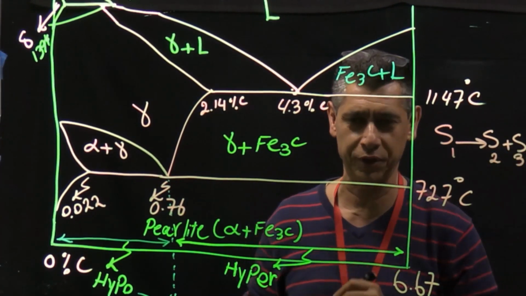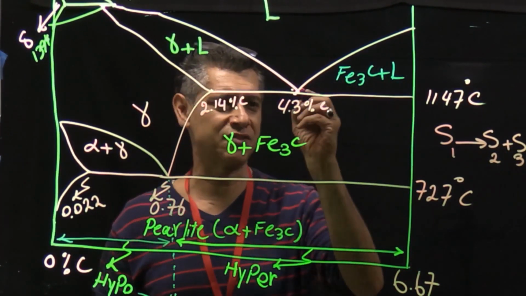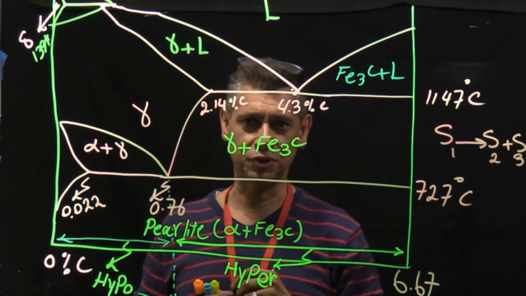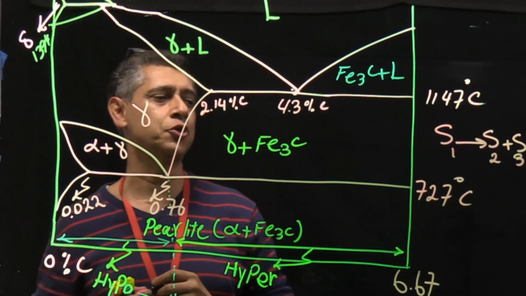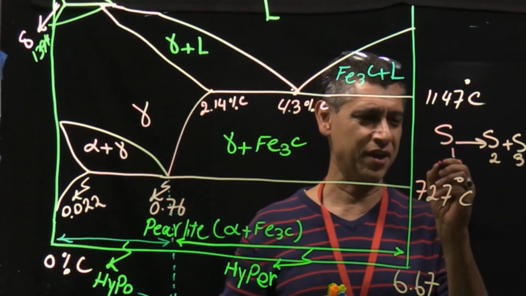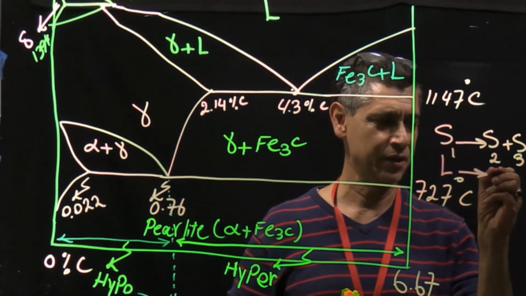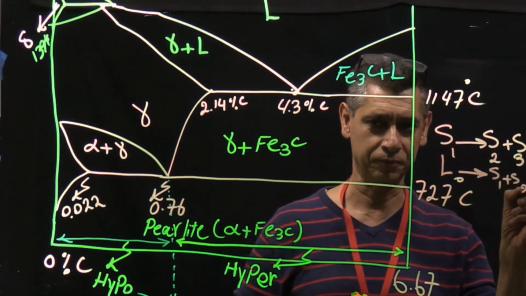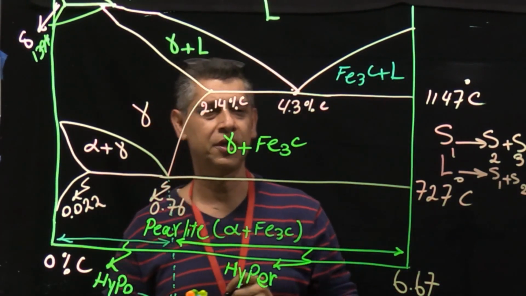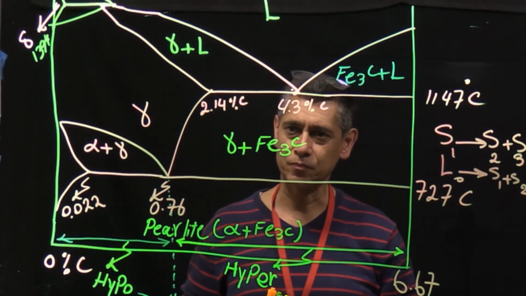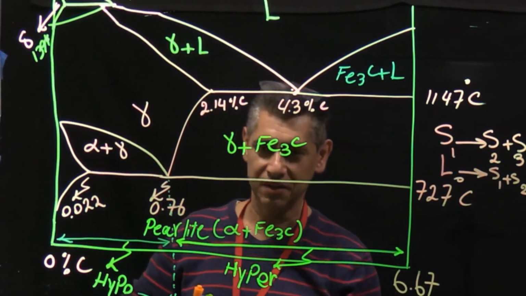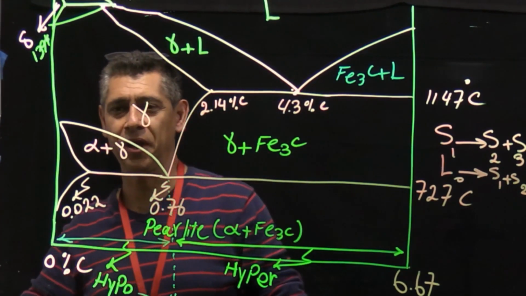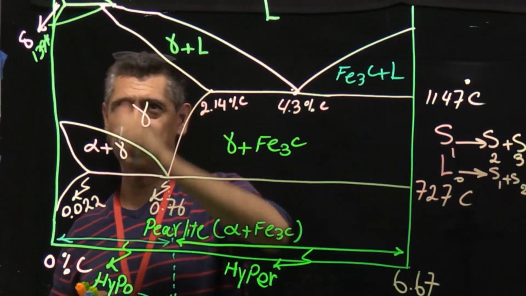That's the eutectoid. We have another phase transformation right here, in which a liquid becomes two solids. That's the eutectic. So we have liquid becoming solid 1 plus solid 2. These are the two major phase transformations here. We have one here in a very small area, which unfortunately I don't think you can see the top of. That's the peritectic phase transformation.